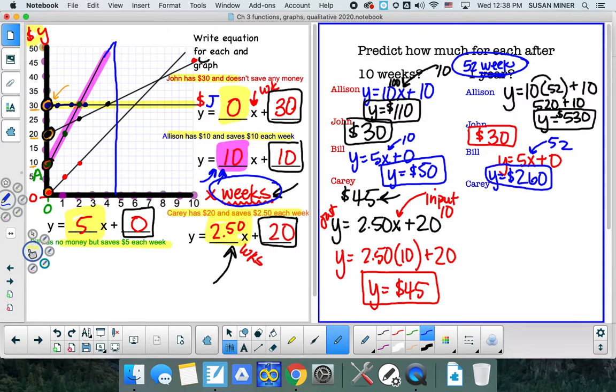So his total savings is going to be $260. And then last of all, Carrie was saving $250 per week. So I can put my 52 in for number of weeks, right? And he started out with $20. And I can use my calculator to help me calculate the decimal.